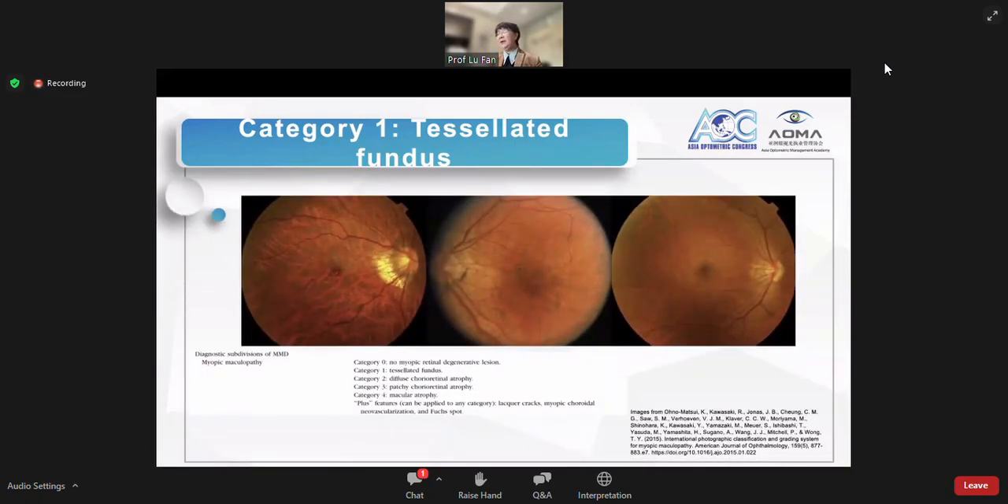So here we go. For example, category 1, tessellated fundus. This is the most common feature among myopes. The reference image here has a very simple definition and a good picture. All the pictures come from Ohno-Matsui's article published in AJO.